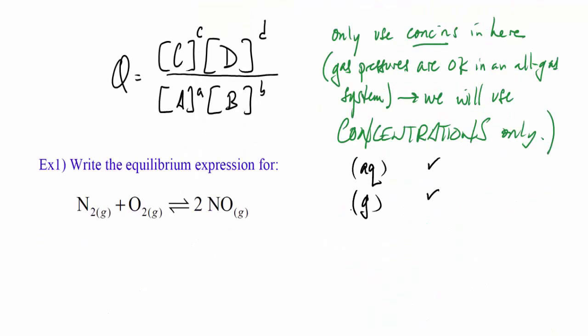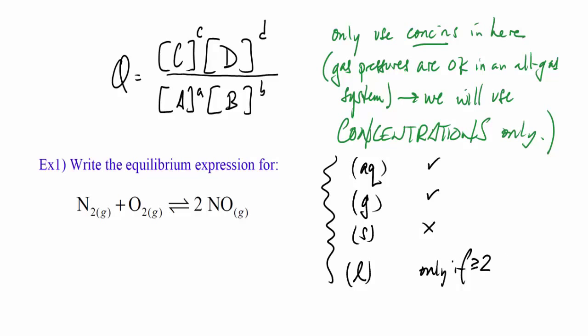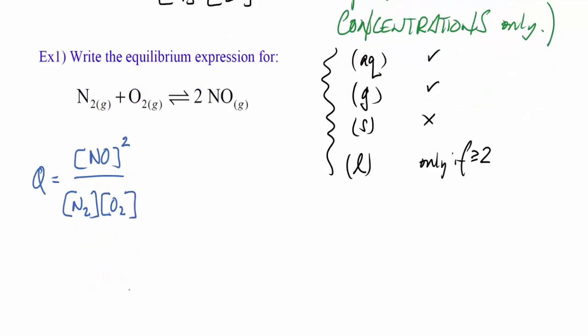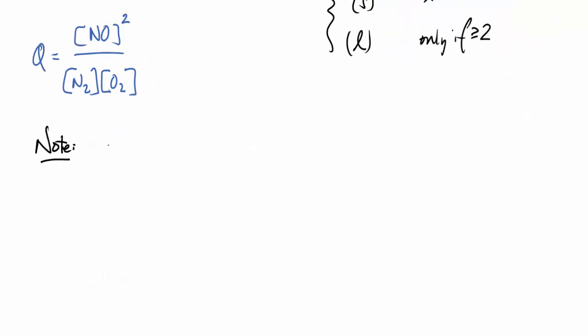Let's write the equilibrium expression for this reaction here after just checking which things are in. Aqueous solutes and gases have concentrations, solids don't. Of course, liquids only if there's more than two of them. You can see here the reaction quotient just has the nitrogen monoxide concentration squared.